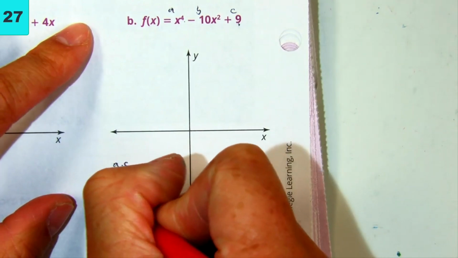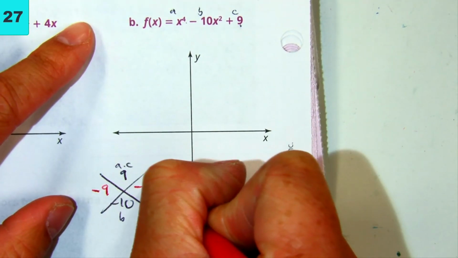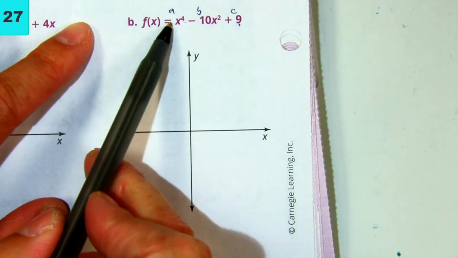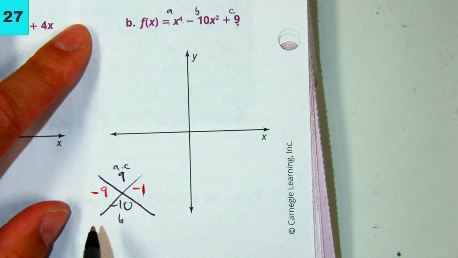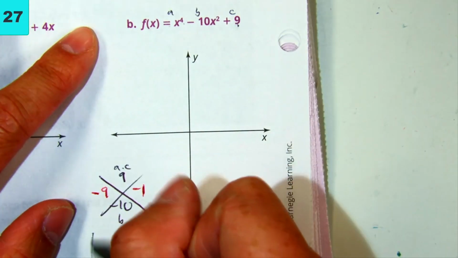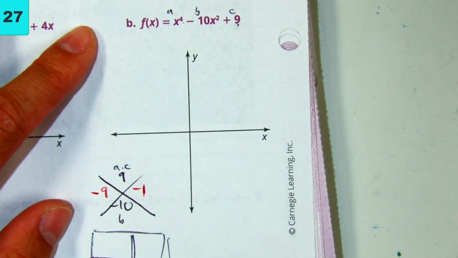Negative what? Negative 9 and negative 1. Now, because your a value is equal to 1, you don't need this next step. I want you to hopefully clearly see why it comes out to be the answer that we're going to show you in a second. And this will actually help with today's lesson.